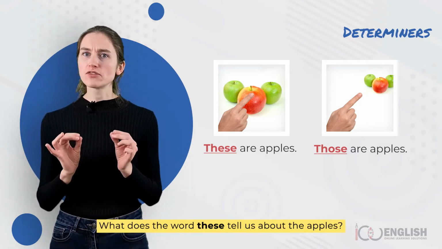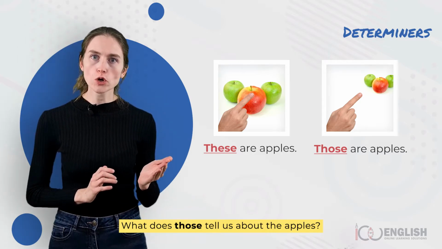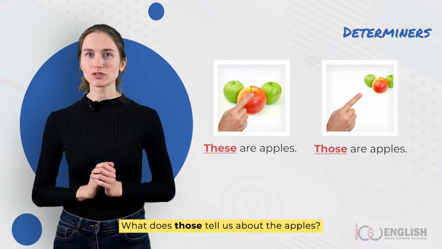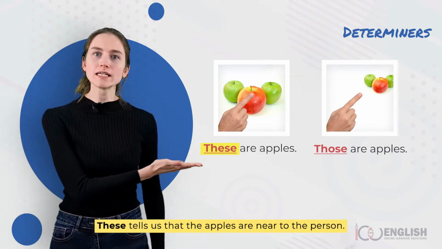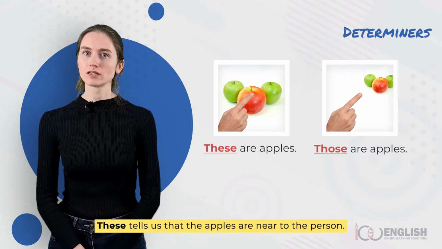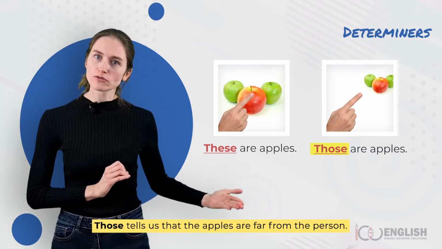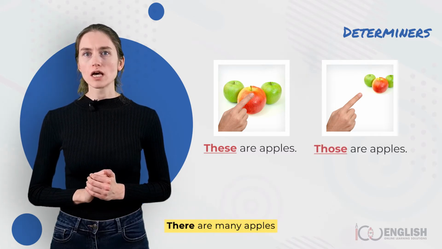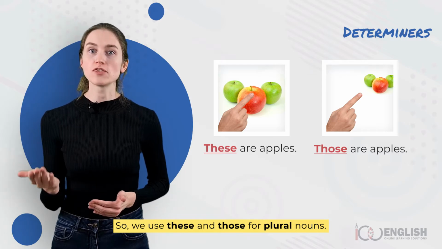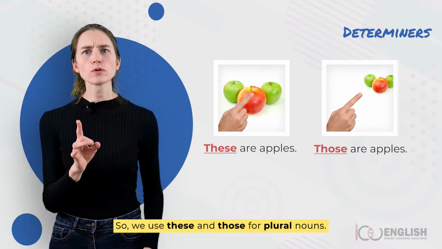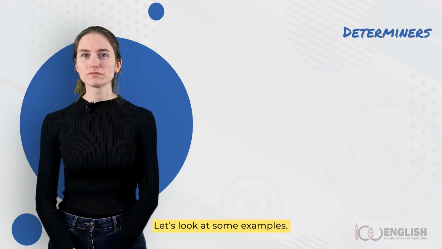What does the word these tell us about the apples? What does the word those tell us about the apples? These tell us that the apples are near to the person. Those tells us that the apples are far from the person. There are many apples, so we use these and those for plural nouns. Let's look at some examples.